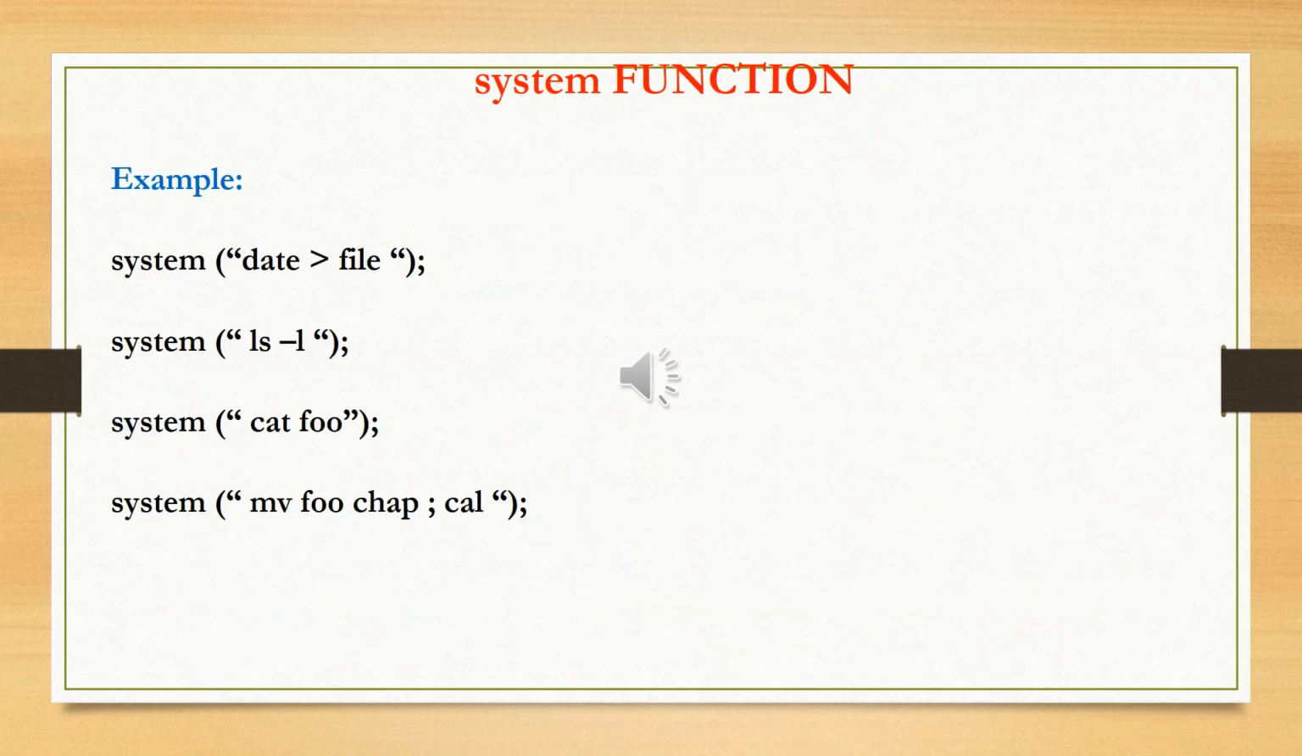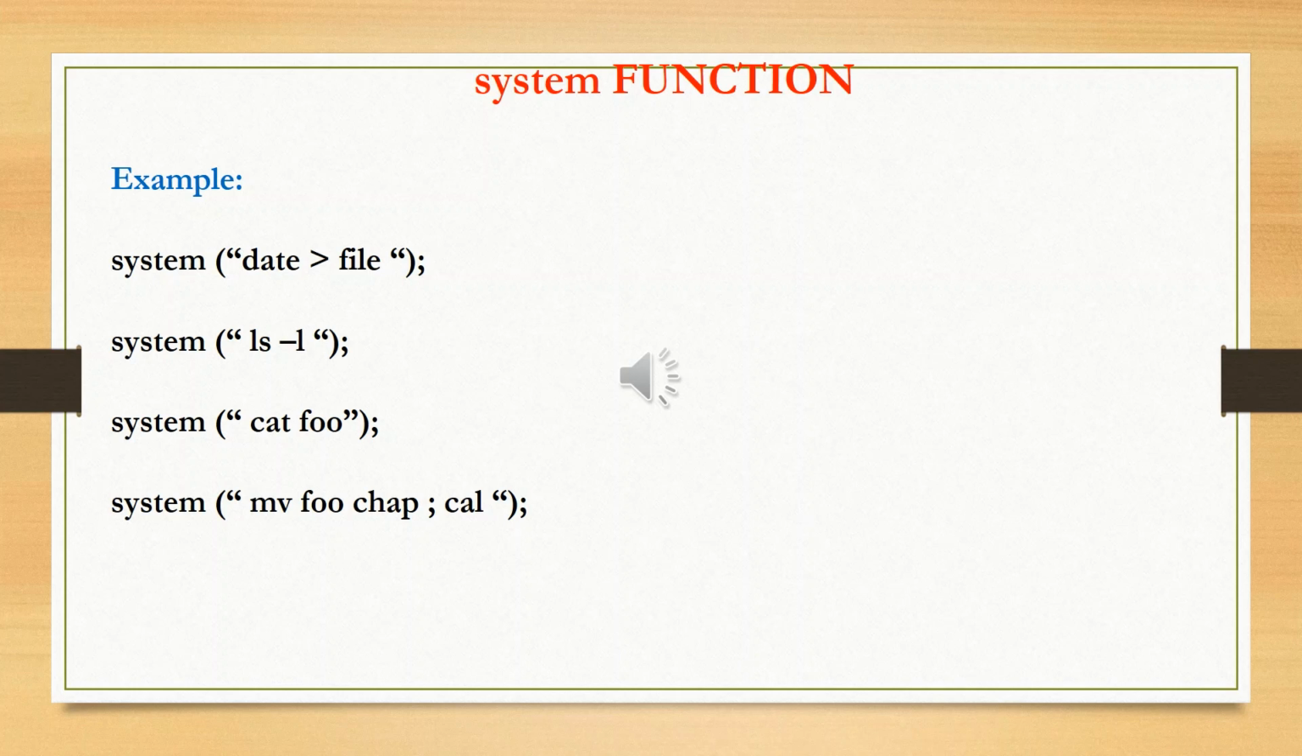Here we discuss some examples of the system function: system("date > file"), system("ls -l"), system("cat foo"), system("mv foo chop; cal"). Like that, we can call the system function with different types of operations.